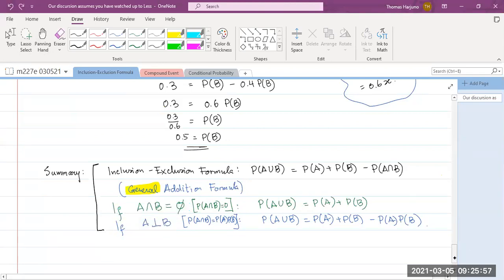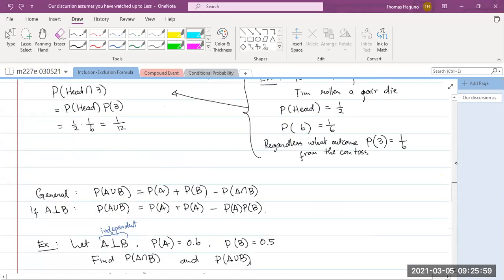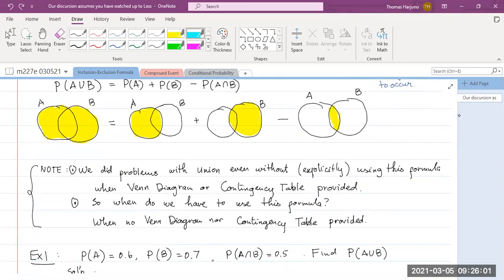Now, going back to the very top one, just to remind you that we don't try to use this formula if you already have a Venn diagram or contingency table.